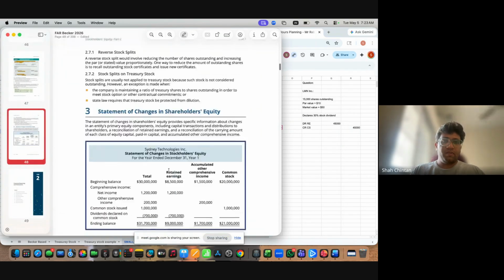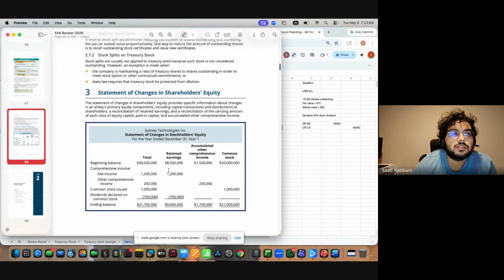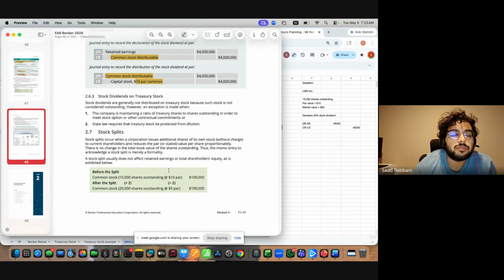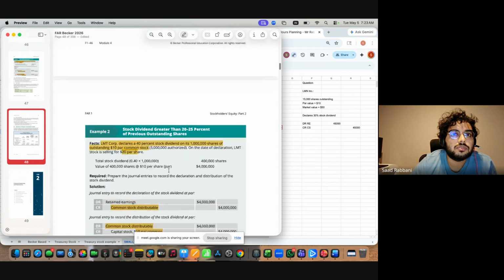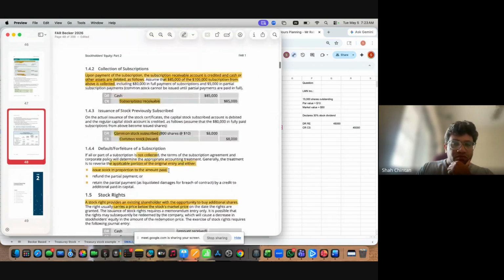No, this is far 3. Which one? The treasury stock, the previous chapter, the treasury stock chapter. Okay.